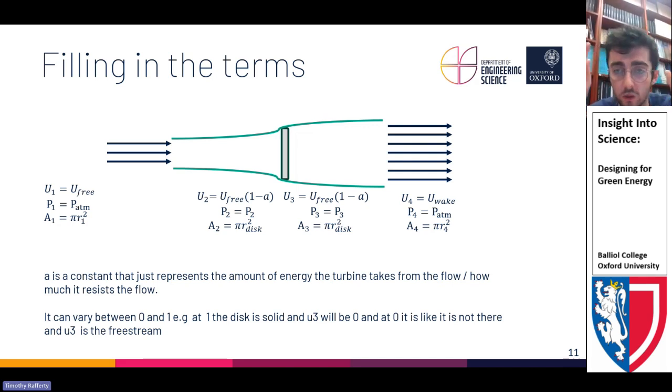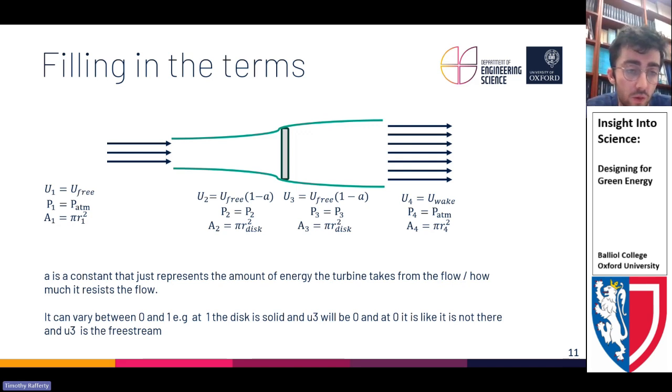And in the wake, so we call this region the wake, it just means the bit behind the wind turbine where you get a bit of velocity deficit, so it's not going quite as fast. We'll say it has this wake velocity. I don't know what that wake velocity is, but I would quite like to know it. But we'll say that we take this point 4 far enough downstream that the pressure is now back at atmospheric pressure. It's not feeling this local pressure that you feel around the wind turbine. And again, we'll just term it as having this area, pi r4 squared.